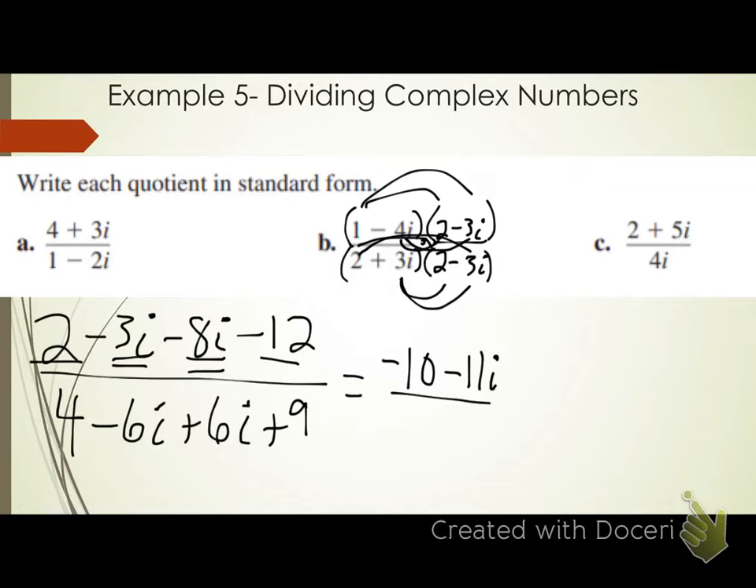Okay, denominator. What happens with my 6i and -6i? Cancel out. What's 4 plus 9? 13. We okay there? Is there any more simplifying I can do in the numerator? That's it. Is there any more simplifying I can do in the denominator? No. Can I do anything with the division?